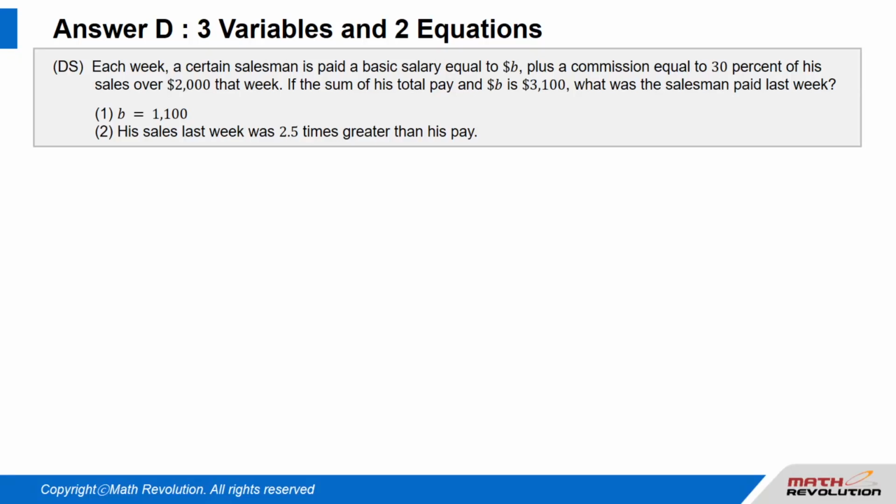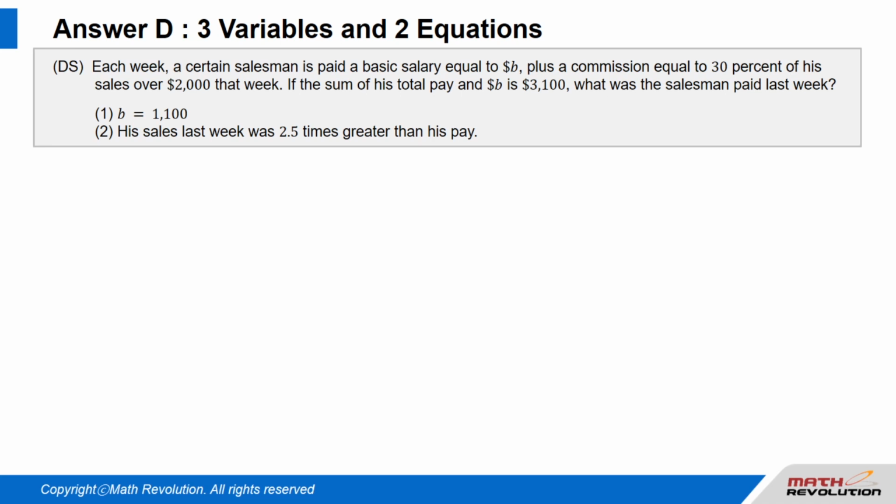Question 9. Answer D of 3 variables and 2 equations. DS. Each week, a certain salesman is paid a basic salary equal to dollar amount B, plus a commission equal to 30% of his sales over $2,000 that week. If the sum of his total pay and dollar amount B is $3,100, what was the salesman paid last week?